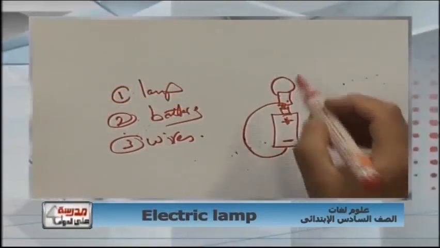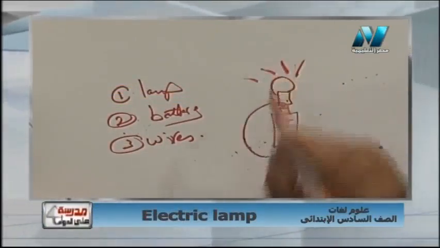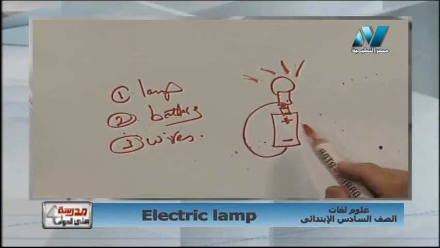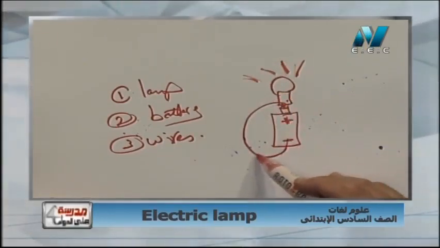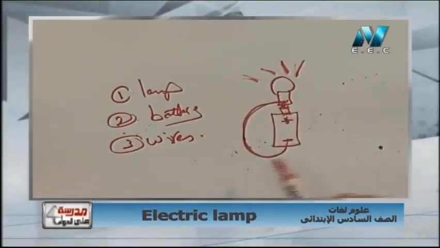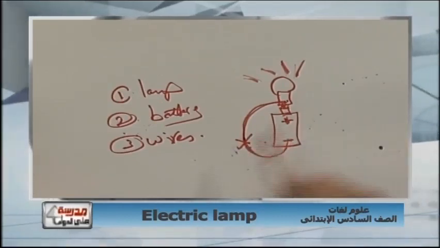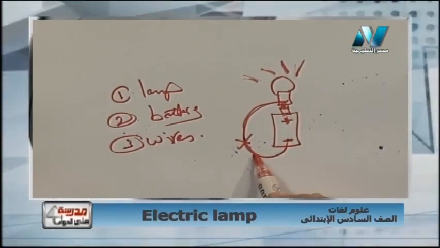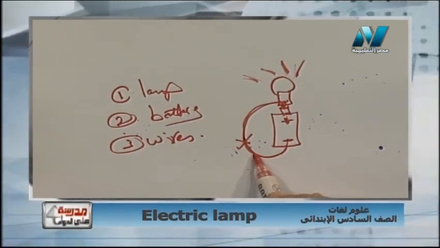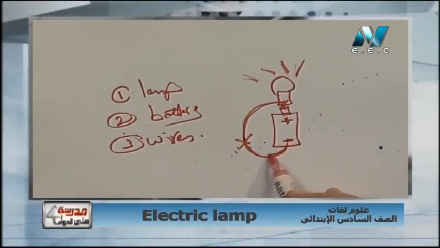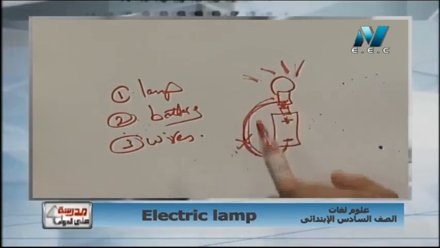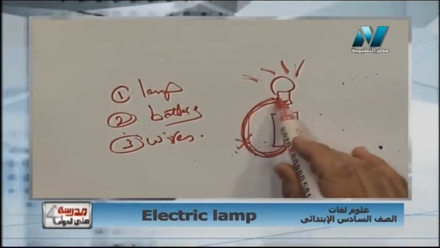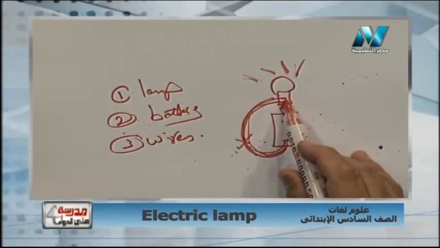طب إيه اللي هيخلي اللامب تنور؟ أكيد هو electric current، التيار الكهربي اللي هيطلع من the dry cell to the light bulb. طب لو في هنا cutting أكيد اللمبة مش هتنور. يبقى معنى كلمة electric circuit it's a continuous path that the electric current will pass to make a complete cycle. يبقى معناها هو دايرة مغلقة، دايرة مستمرة عشان تخلي التيار الكهربي يمر فيها.